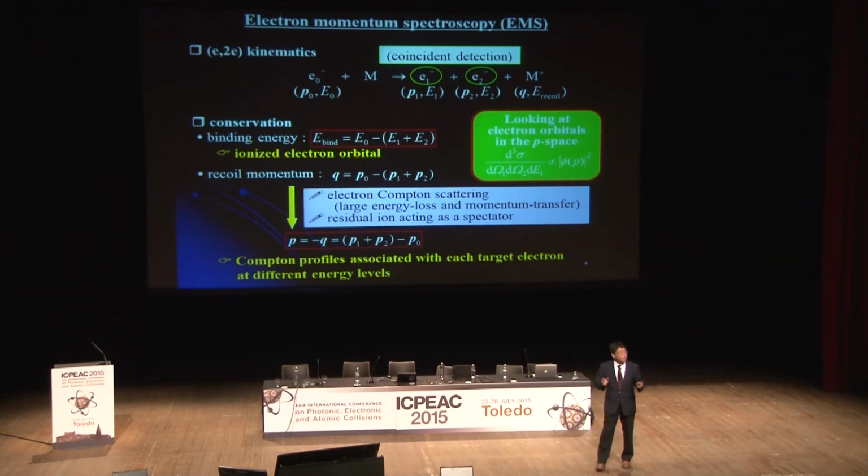If the experiment is performed under the electron Compton scattering conditions, where collision kinematics most nearly correspond to a collision of two free electrons, with the residual ion acting as a spectator, the momentum of the target electron before ionization, p, is equal in magnitude but opposite in sign to the ion recoil momentum, q. In this way, this method enables one to separately measure Compton profiles associated with each target electron at different energy levels, or to look at electron orbitals in momentum space.